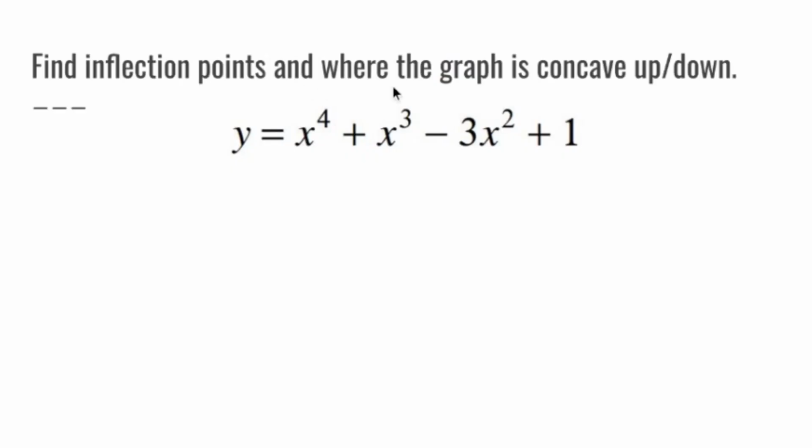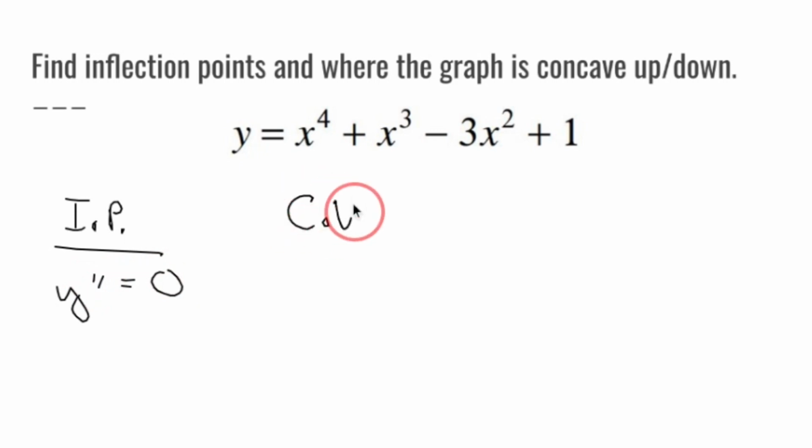Find inflection points and where the graph is concave up and concave down. All right, before I do anything, let me teach you what's what. Inflection points are the x values where your second derivative equals 0.